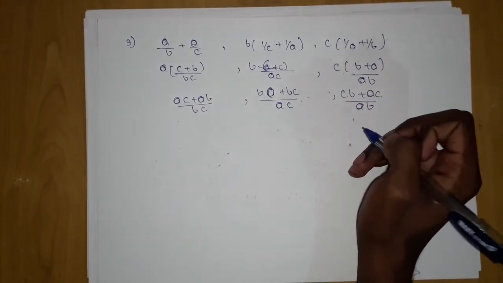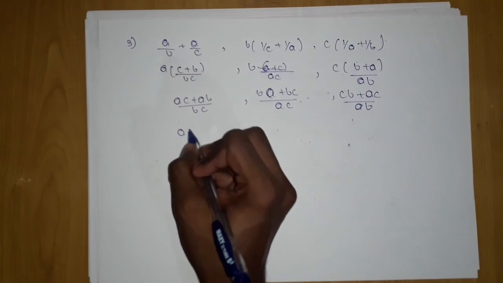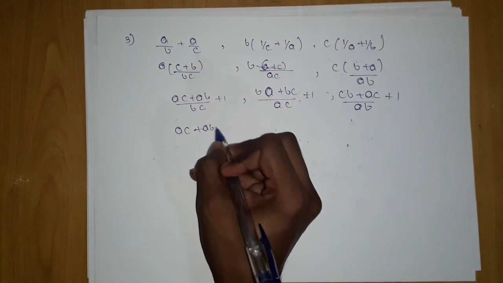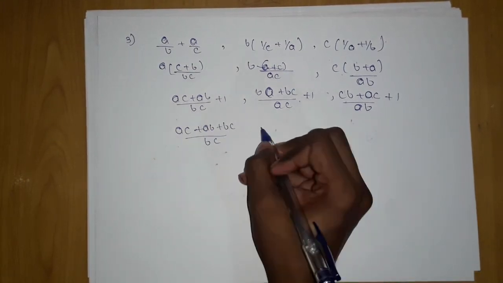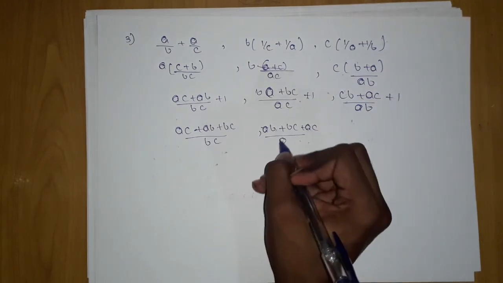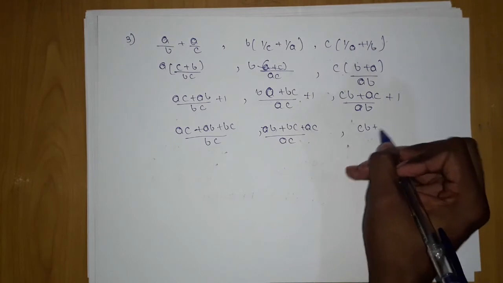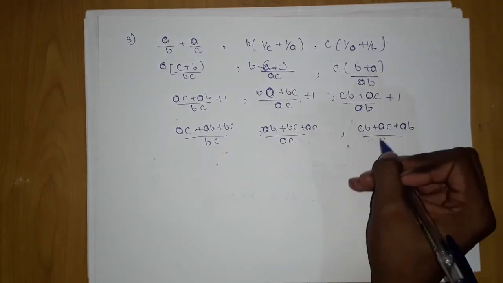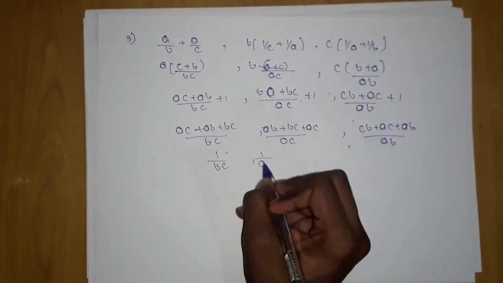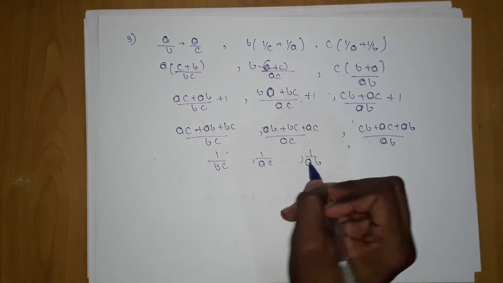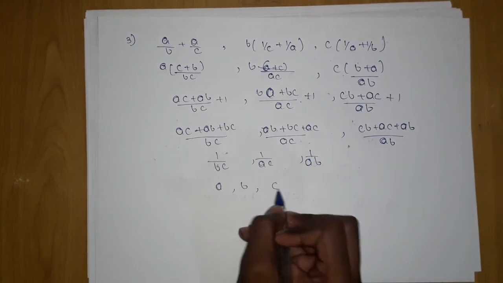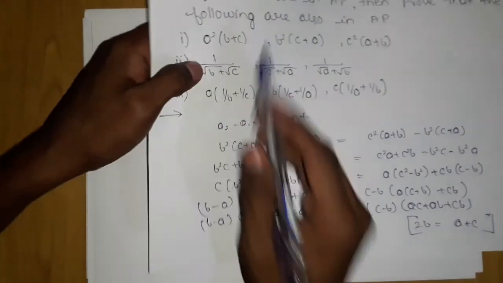Okay, now further, if I add 1 on both, all like 1, 1, 1, what I get is (ac plus ab plus bc) upon bc, further (ab plus bc plus ac) upon ac, (cb plus ac plus ab) upon ab. Now if I divide throughout by this thing, I get 1 upon bc, 1 upon ac, 1 upon ab, and if I multiply throughout by abc, I get a, b, c, which proves that this is equal to this, and so it is also in AP.